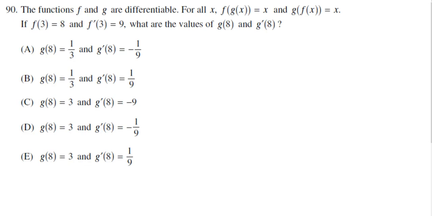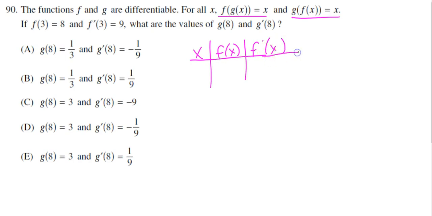90, the functions f and g are differentiable for all x. F of g of x is x. Remember this, when they say this, it means that f and g are inverses. Okay, so when we do inverses, we make tables. So we have information for f. So remember we go x, f of x, f prime of x.